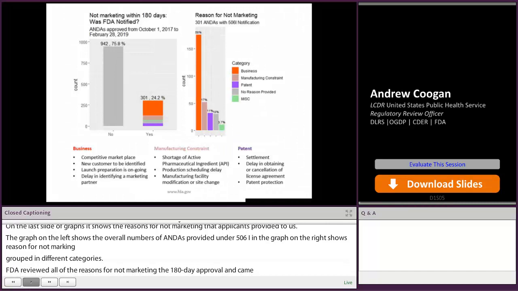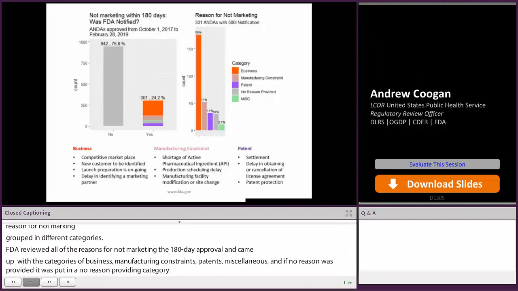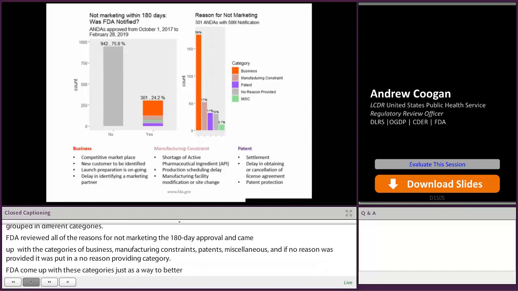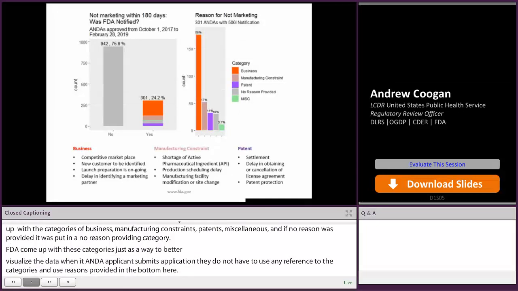FDA came up with these categories just as a way to better visualize the data. When an ANDA applicant submits their information, they don't have to use any reference to these categories. They don't have to use any of the reasons that we provided at the bottom here. These are just examples that we provided to let you better understand how we came up with these categories and how we were able to clump it into these different groups to make it easier to see what types of reasons applicants were not marketing their product within 180 days of approval.